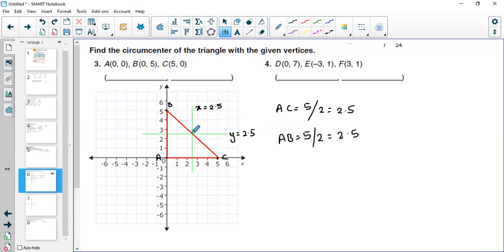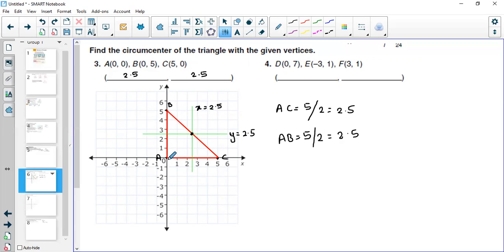So where is the point where these two are meeting? That's at 2.5 and 2.5. So the circumcenter for this particular triangle is going to be at 2.5 and 2.5. X is 2.5 and y is 2.5. This is how you find the circumcenter of a given triangle. If it's a right triangle, it should be on the hypotenuse side.